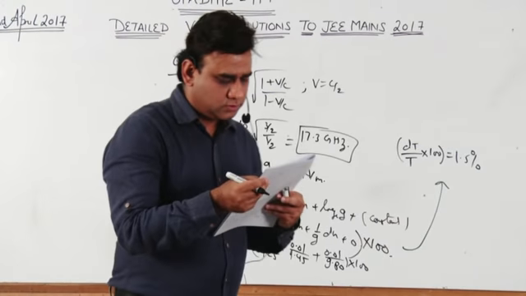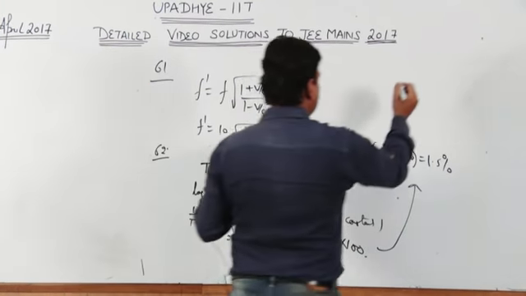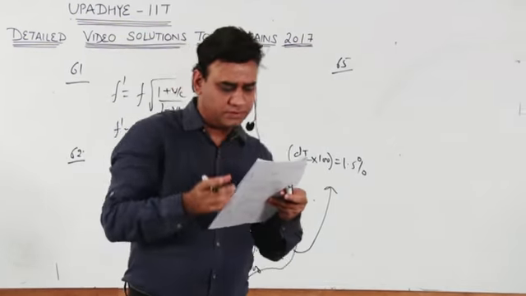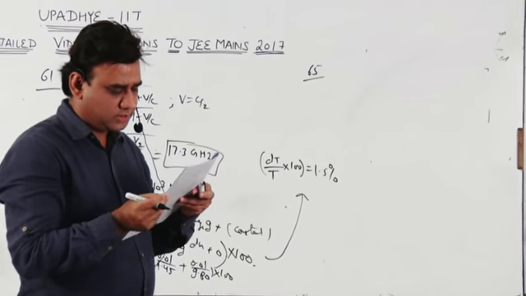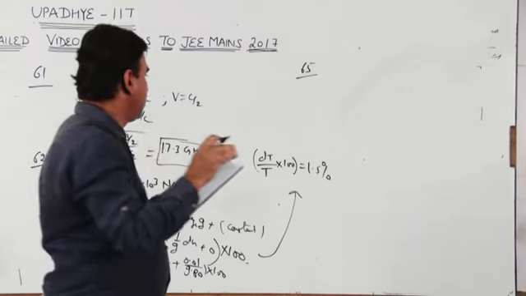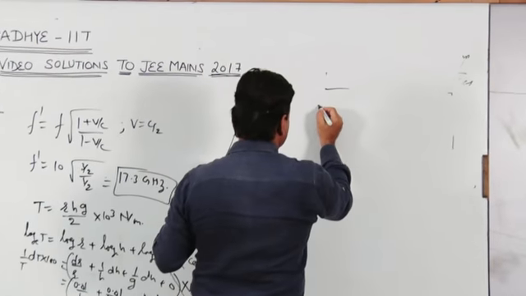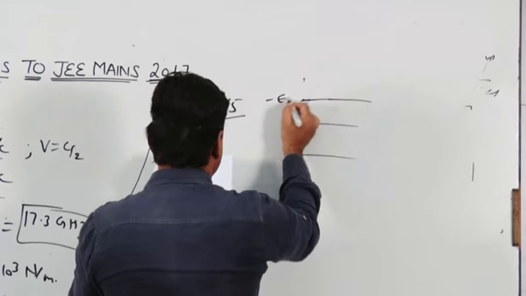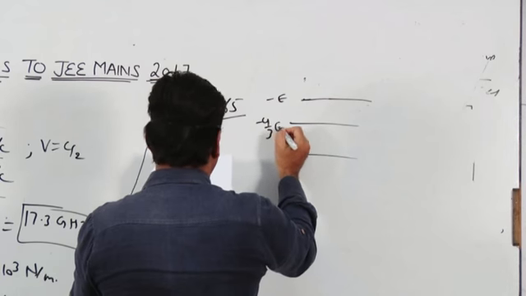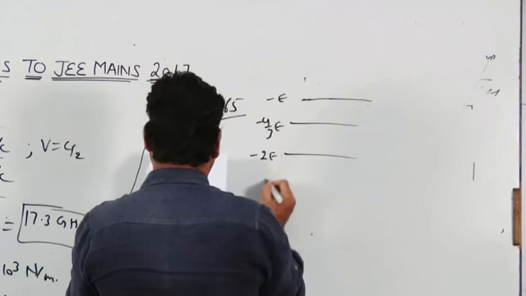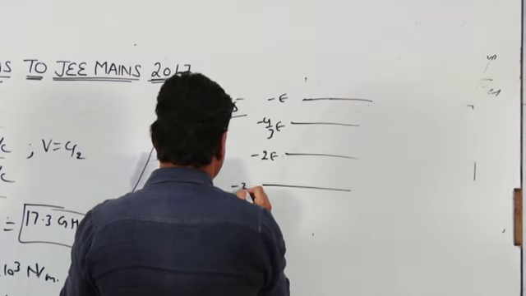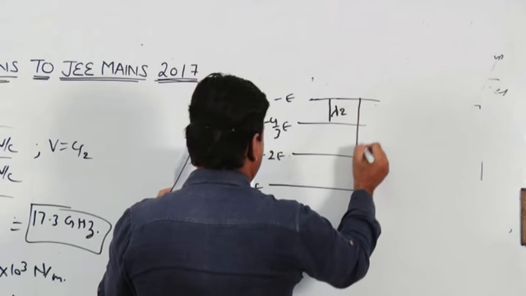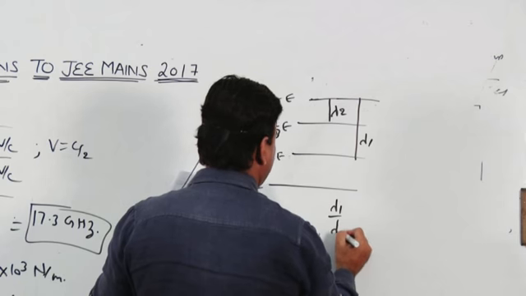Now we can move to question number 65. It was based on modern physics. There were three energy levels given. The first was minus E, the next was minus 4 by 3 E, and for the third minus 2 E, and it is minus 3 E. They were asking about lambda 1 by lambda 2.